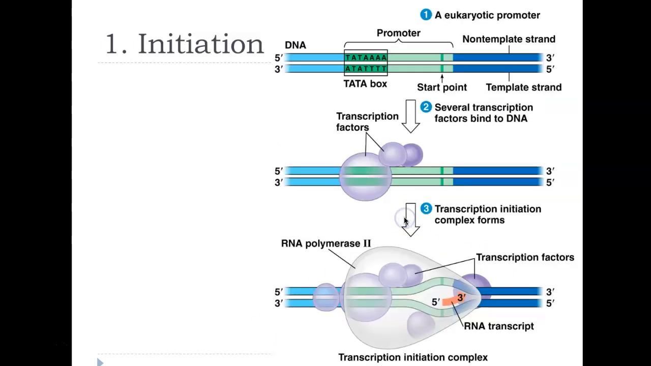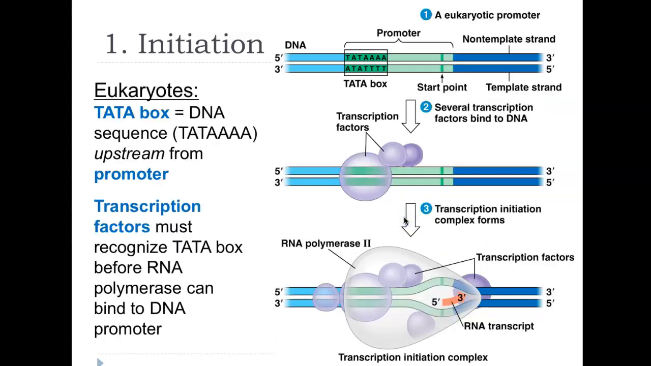In eukaryotes, it's a little bit different. RNA polymerase is going to bind to a sequence called the TATA box. It's a little bit upstream from the promoter. Transcription factors, which are little proteins, are going to recognize the TATA box and bind to it. Then RNA polymerase. So there's an extra step.